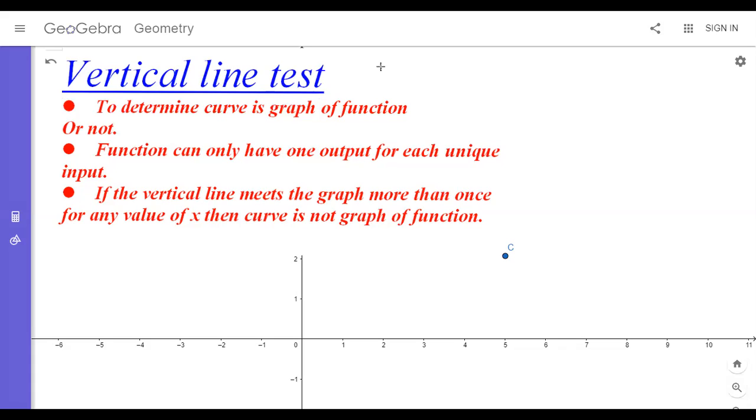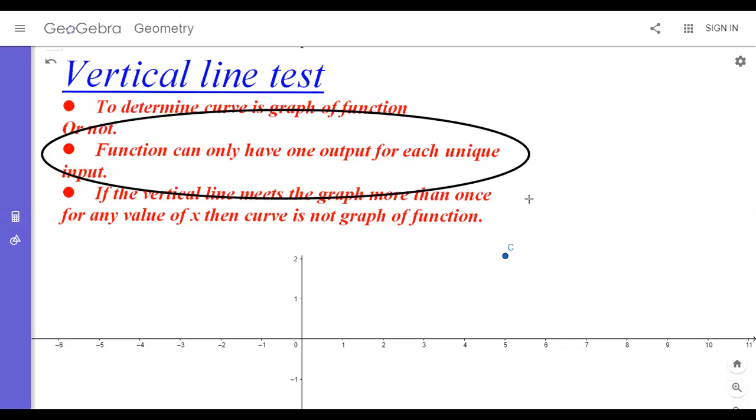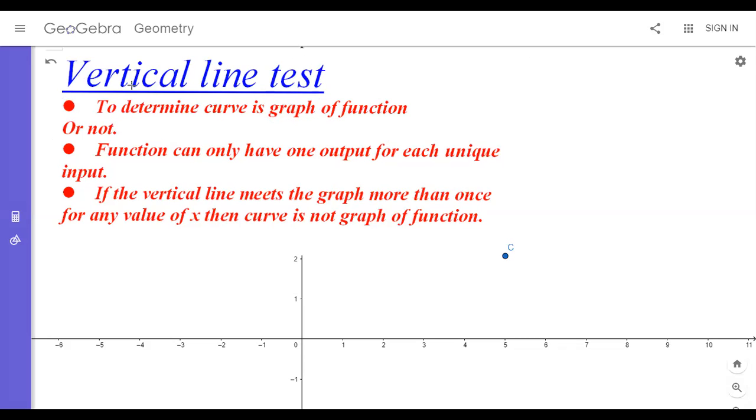Please remember that a function can only have one output for a unique input. The output of the function for any unique input should not be more than one. The output should be only one in number for any unique input. This is the point to be remembered about functions.